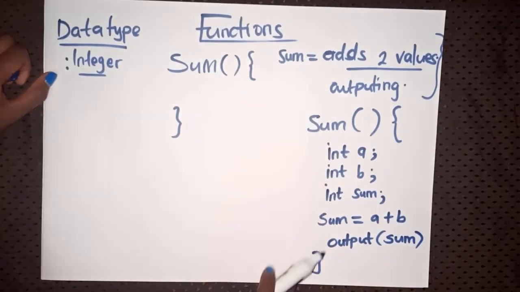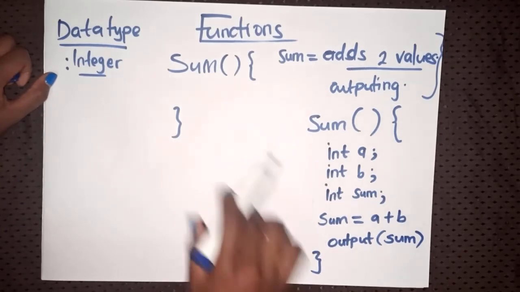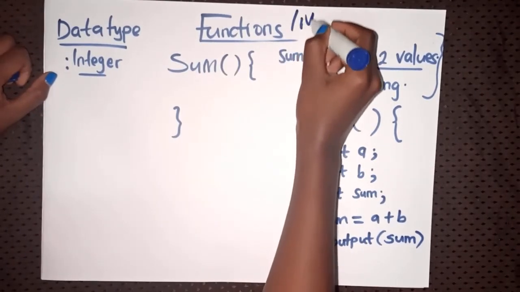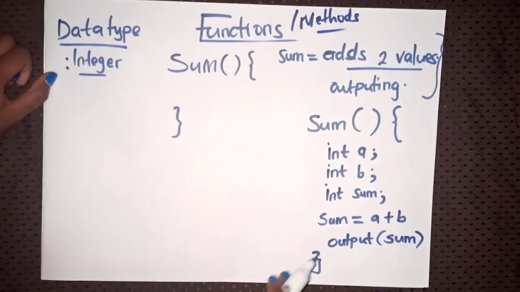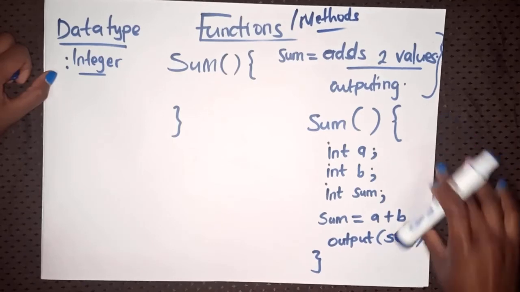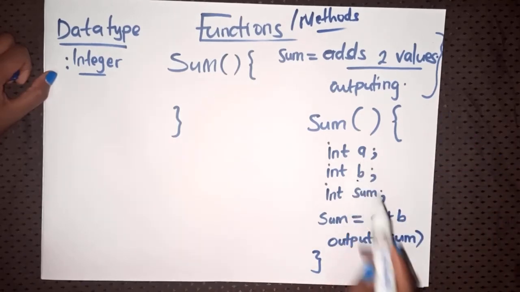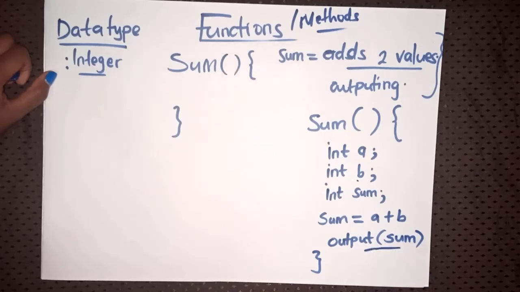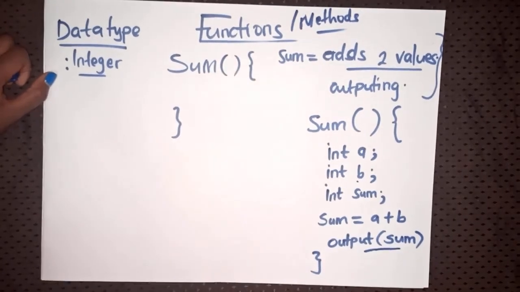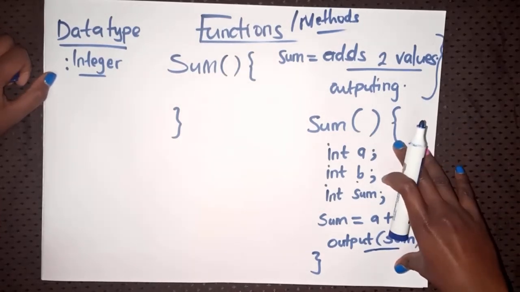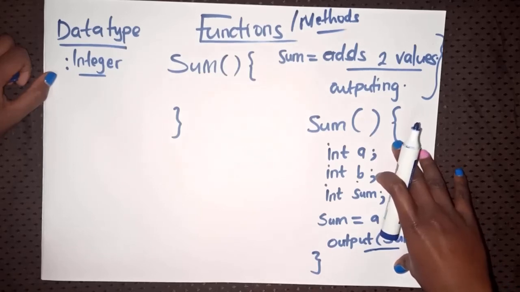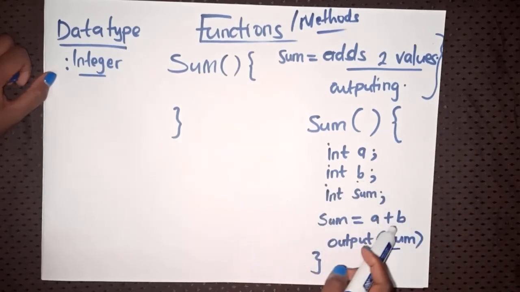Functions in other programming languages will be called methods. Whenever this function is called, then a and b will be added together and an output will be outputted. Once we have talked about this, I think you now understand what a function is. Basically, we've grouped all this together to perform a certain thing, and in our case, it's to add two values.